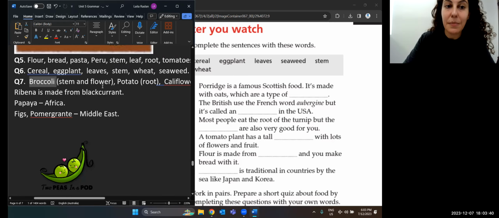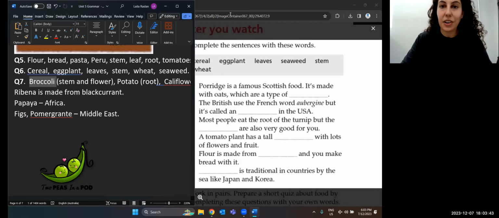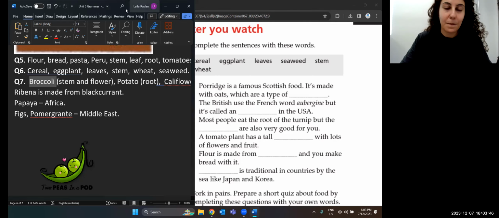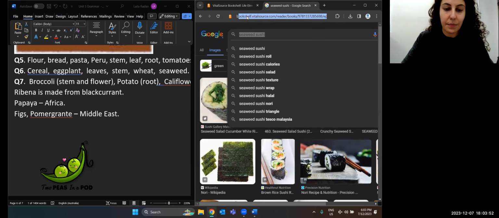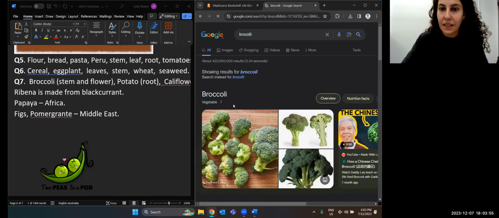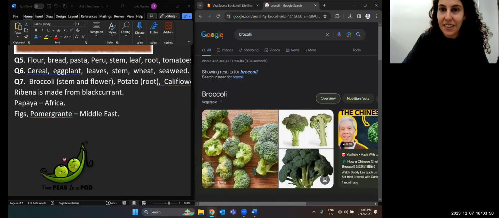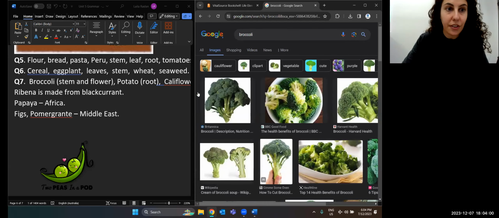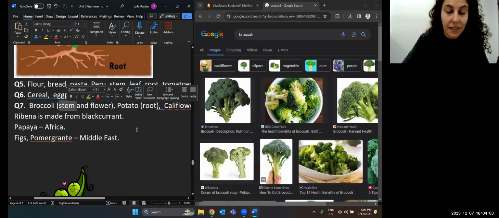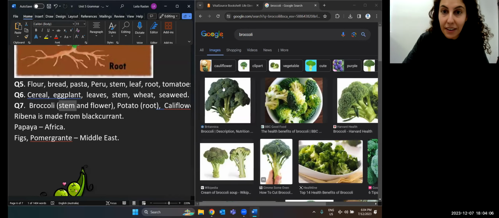Broccoli is both a stem and a flower. So I'll show you what a broccoli looks like. Broccoli is one of my favorite vegetables as well. So this is a broccoli. You can eat both the stem, so the stem would be this one, and the flower. That's actually the flower. I love it. I put it in stir fries with chicken, meat. Grill it. So good. So this is called broccoli.